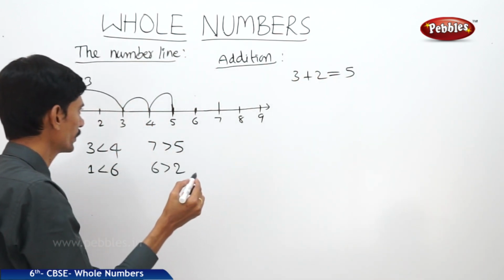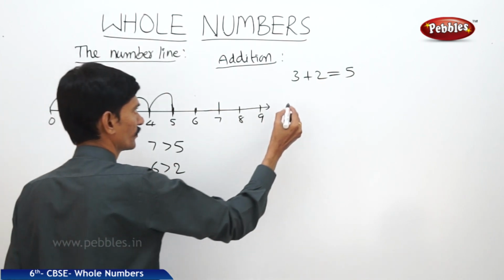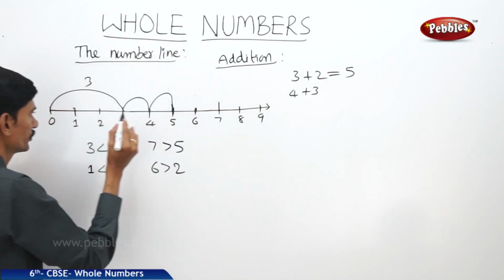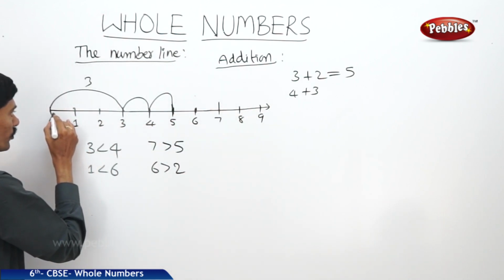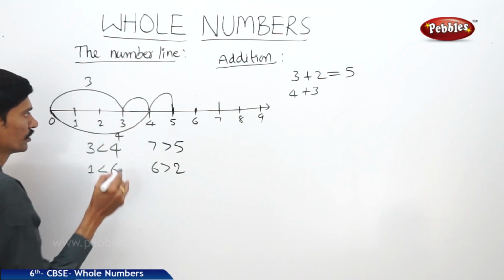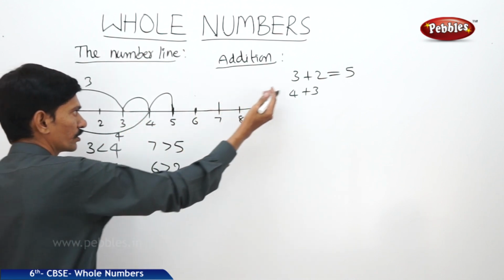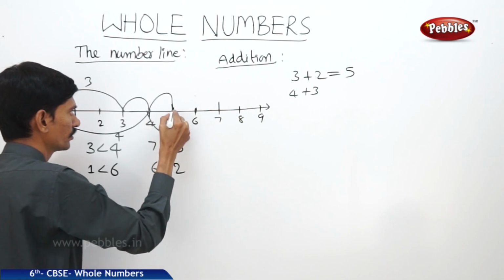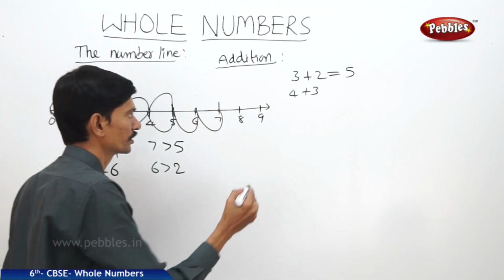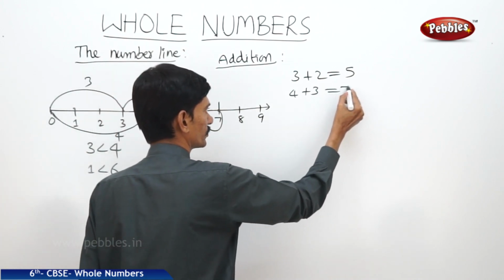Now if you want to find 4 plus 3, first we move 4 units to the right. So this is 4. From 4 we have to move 3 more units. So 1, 2, 3. So we reach 7. So then 4 plus 3 equals 7.